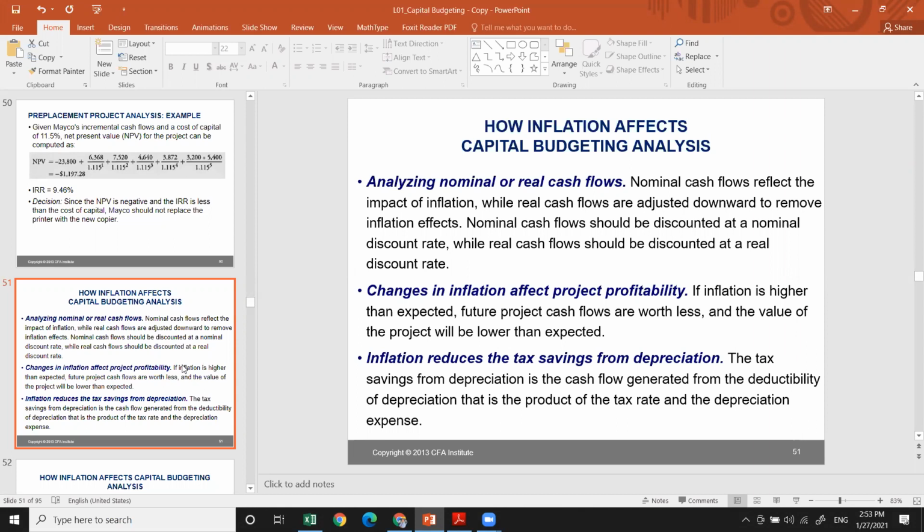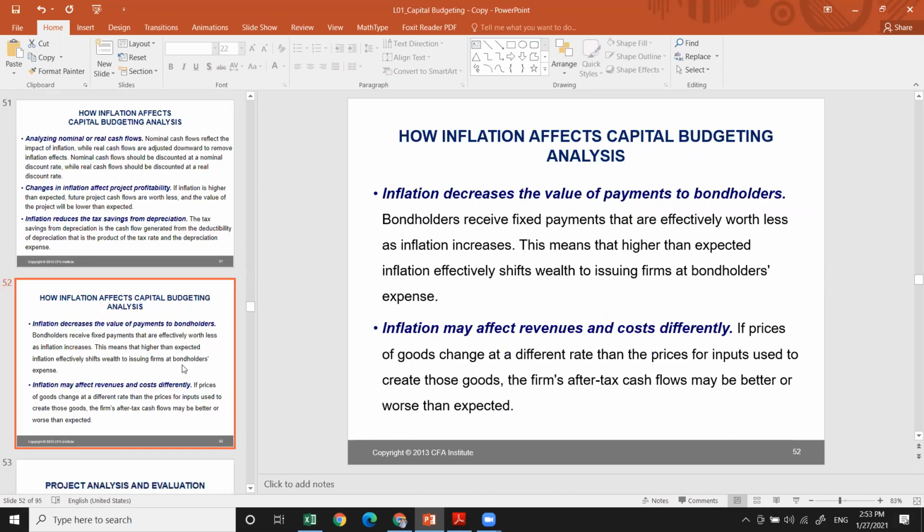Changes in inflation will affect profitability, and inflation reduces the tax saving from depreciation as well. How inflation decreases the value of the payment to the bondholders is another story, because the value of the money that you hold now will not be equal to the value of the money that you will have in the future. So the bondholders, those creditors who are expecting to receive some money in the future, if there's high inflation, will not get anything worth what they could get today. So inflation may affect the revenues and the costs differently as well. This is something we should take into consideration when we are involved in a real project.